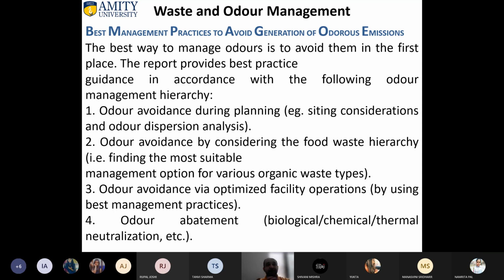So selecting the site is one particular thing. We can select a site which is not located in a nearby area, in the outskirts. But nowadays, there is no area that is not approachable or reachable. The second thing they say during planning is how things should be taken up.